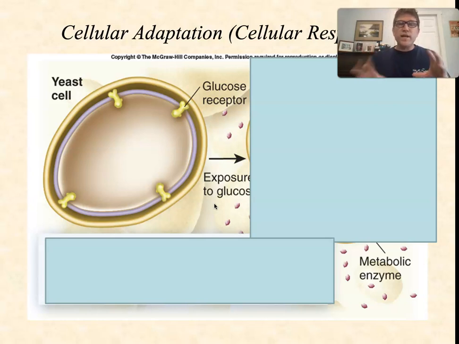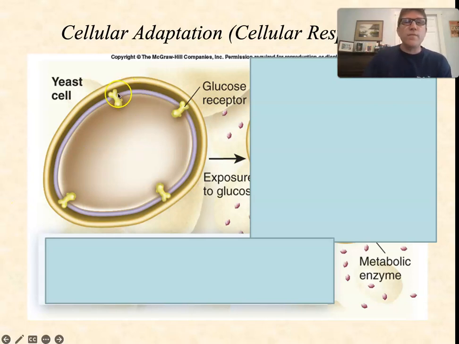So most cells have receptors on their surface that let them assess accurately the conditions around them, the biochemical and physicochemical conditions around them, and then respond to them. And we call this a cellular adaptation, or sometimes simply the cellular response. So here's an example with a yeast cell, where the whole organism is just one cell, so there's not some other cell in the organism sending a signal to it.